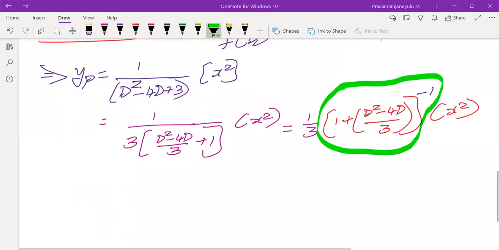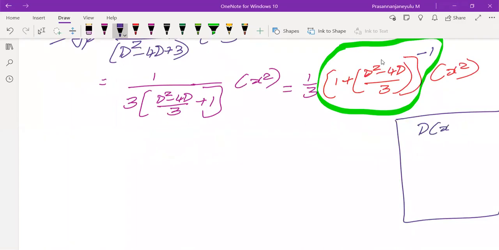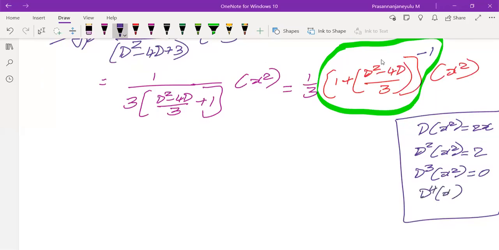Now, how many terms do we have to take? For that, I'm going to do a small rough work here. I'm going to find the differentiation of x square. What is the differentiation of x square? 2x. What is the second derivative of x square? Simply 2. What is the third derivative of x square? 0. Fourth derivative is 0, and so on, all the derivatives will be 0.